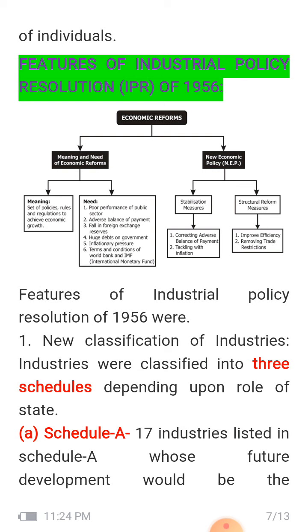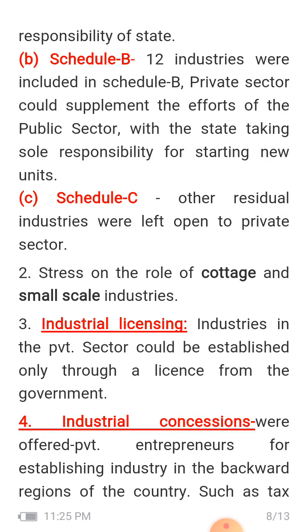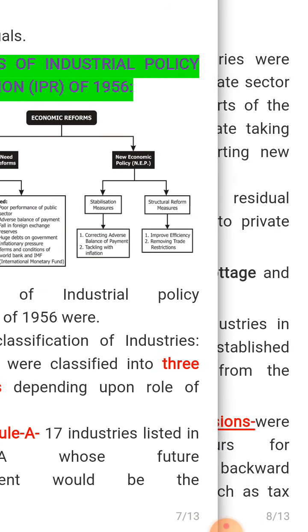Schedule A: 17 industries were listed in Schedule A, whose future development would be the responsibility of the state, that is, the government. That is called the government sector industries, or we can say public sector industries.